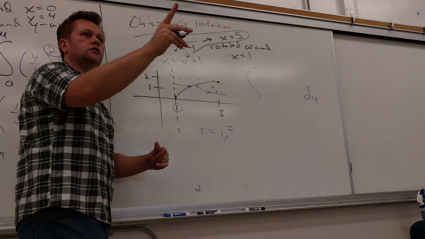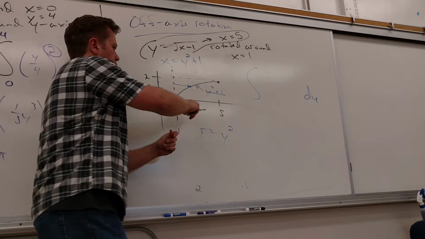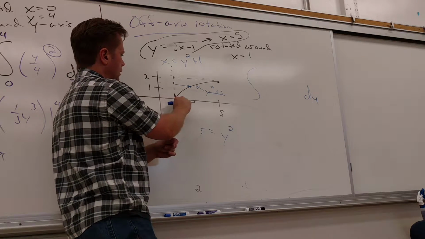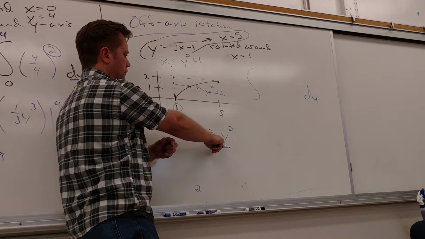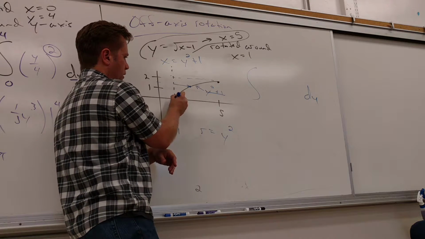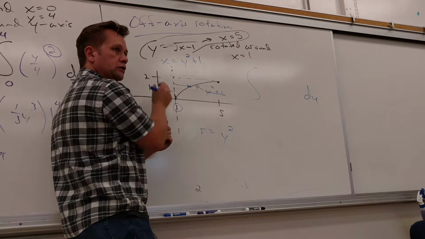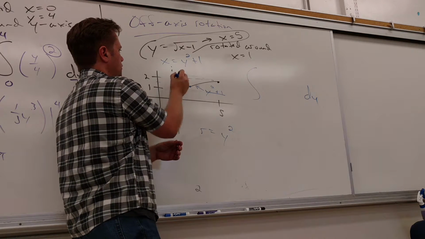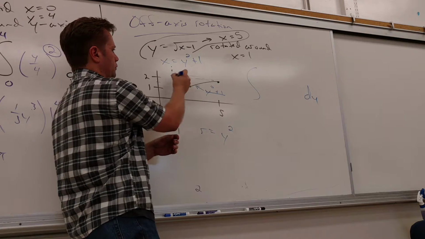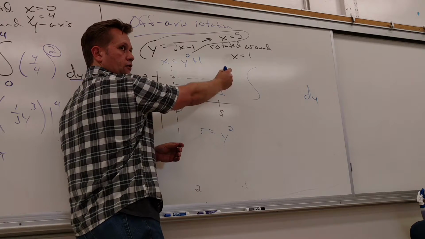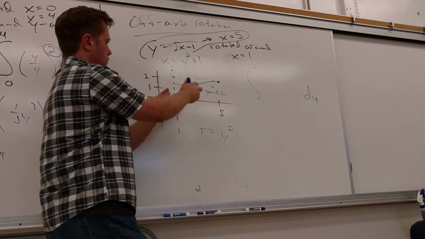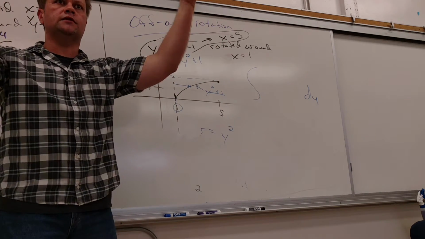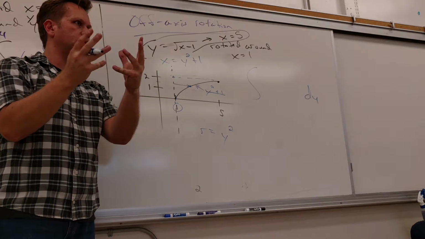And just to check it. Let's see. At 0, what's the radius? How far away from it am I? At 0, what's the radius? 0. I love it. And at y equals 2, what's the radius going to be? 4. And does it make sense? How far apart are these? 4. You can always check your radius. Make sure it makes sense. Take some extreme values. Make sure they make sense.